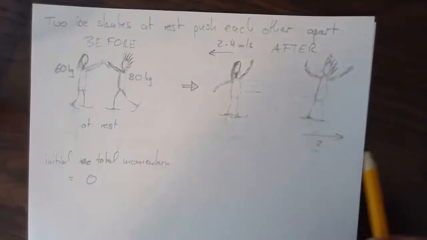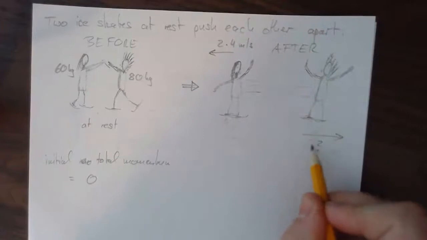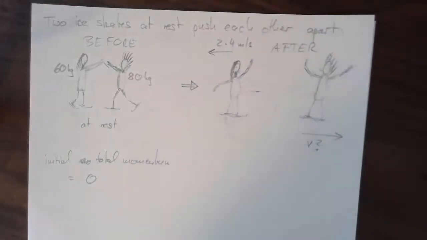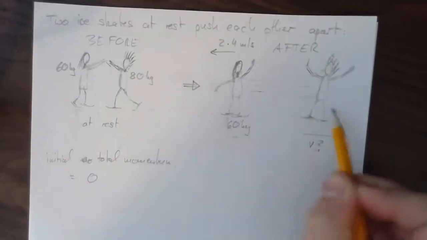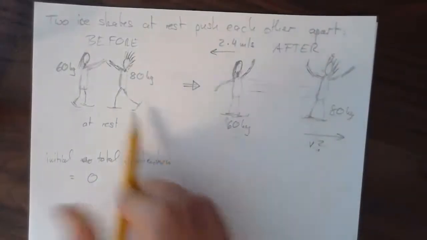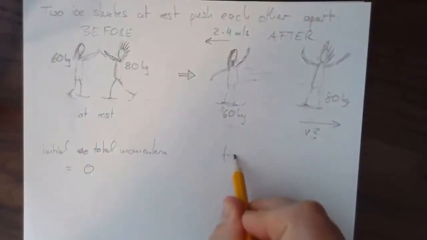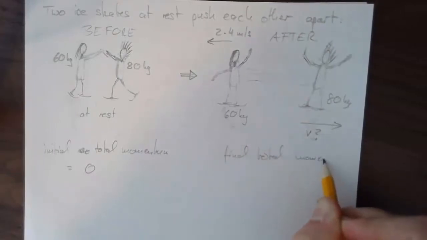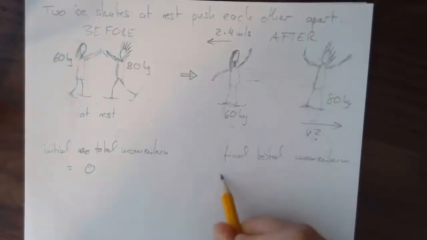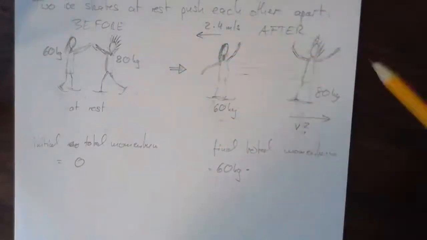So the final momentum, this is the final speed we want to know. Let's call this v. Why not? So I have the two masses. This one was 60 kilograms. This skater was 80 kilograms. We're told over here. So I've got the final total momentum. It's equal to 60 kilograms times, okay, which direction is positive? Let's make left positive.